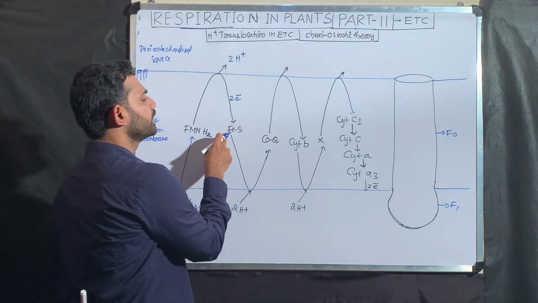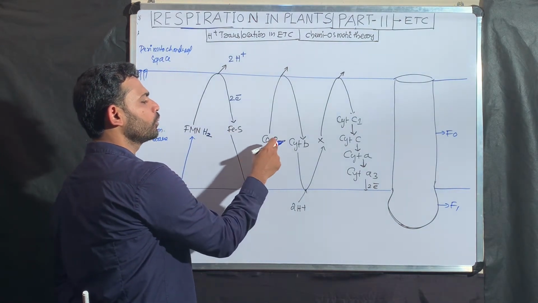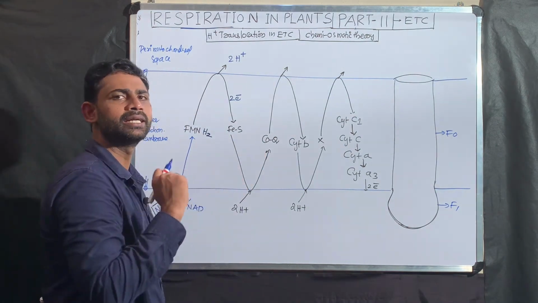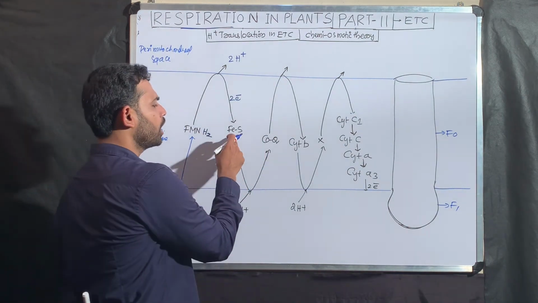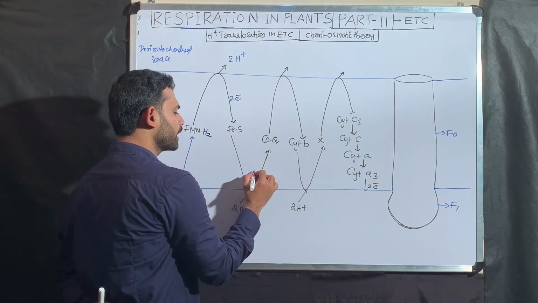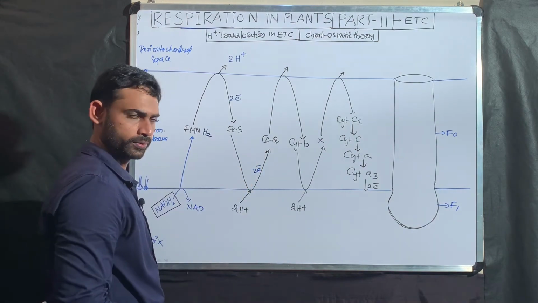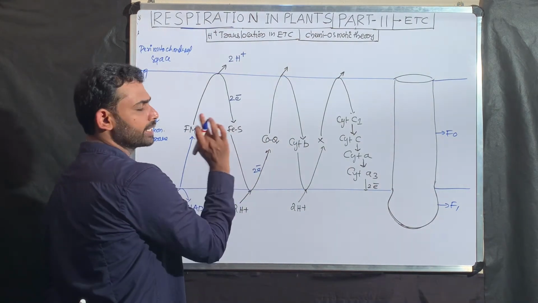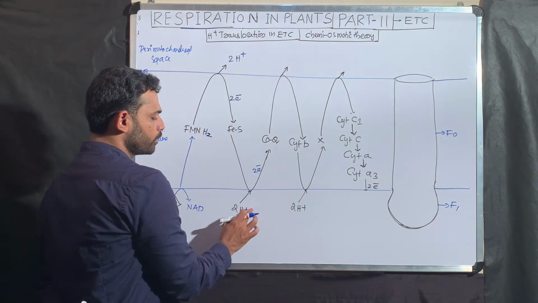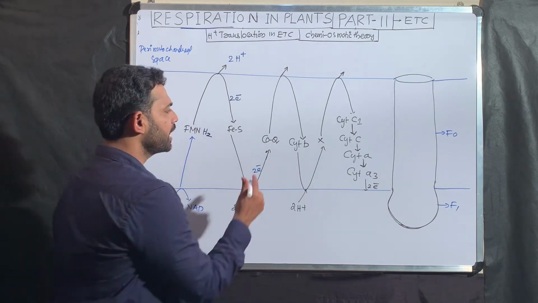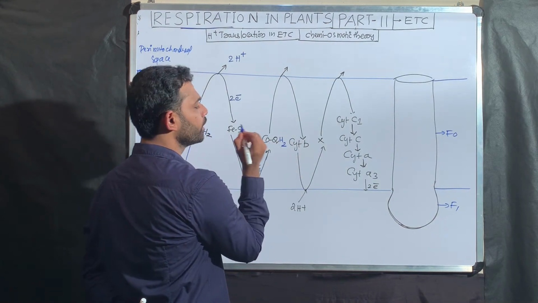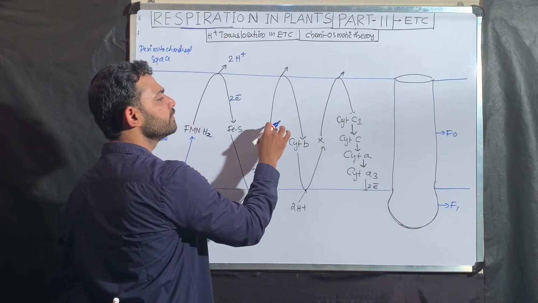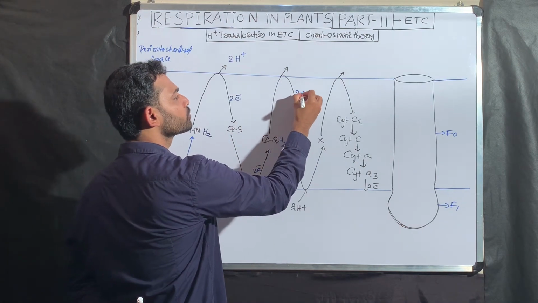Then after that, CoQ comes and collects the electrons from the iron sulfur protein. But CoQ does not contain iron. In order to accept the 2 electrons, it requires 2 protons. So CoQ takes the 2 electrons from the iron sulfur protein of complex 1 and 2 protons from the matrix. Then CoQ is converted into CoQH2. Clear? Then it goes and gives the 2 electrons to complex 3.